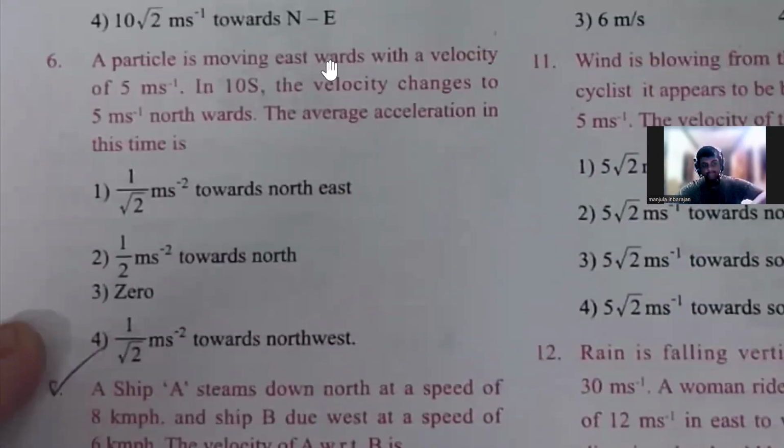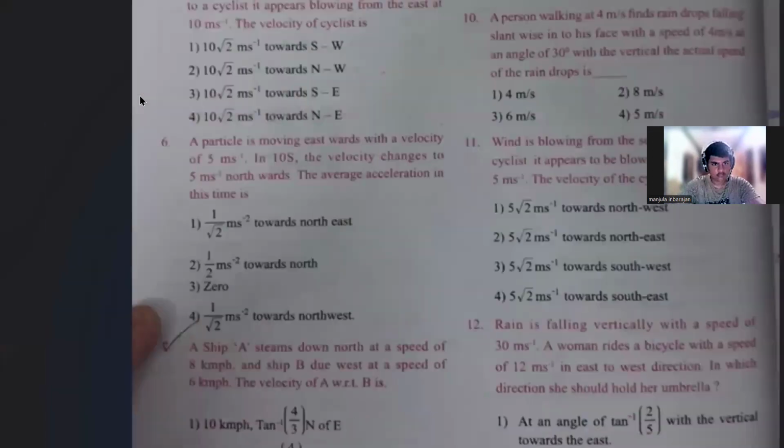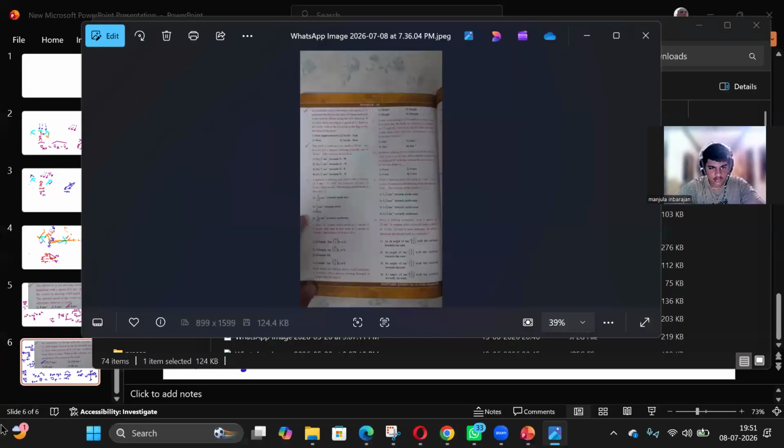The particle is moving eastwards with velocity of 5. In 10 seconds, the velocity changes to 5 towards north. Trivial question. See, at this instance, you have to see, east is usually towards the right. How do you remember that?